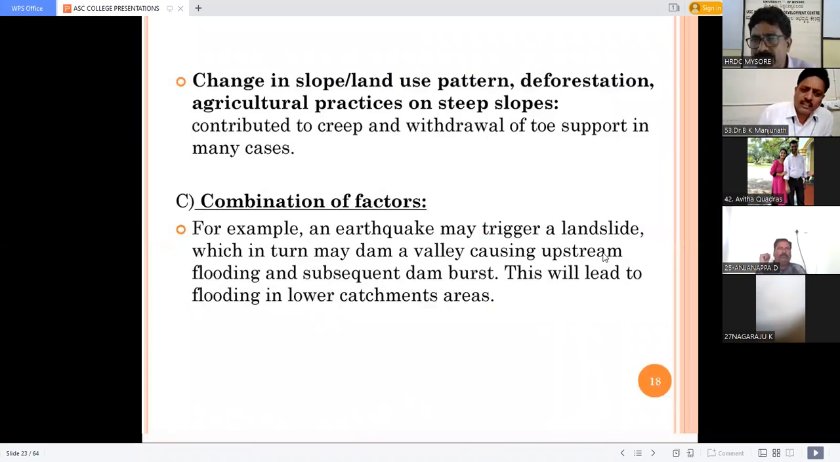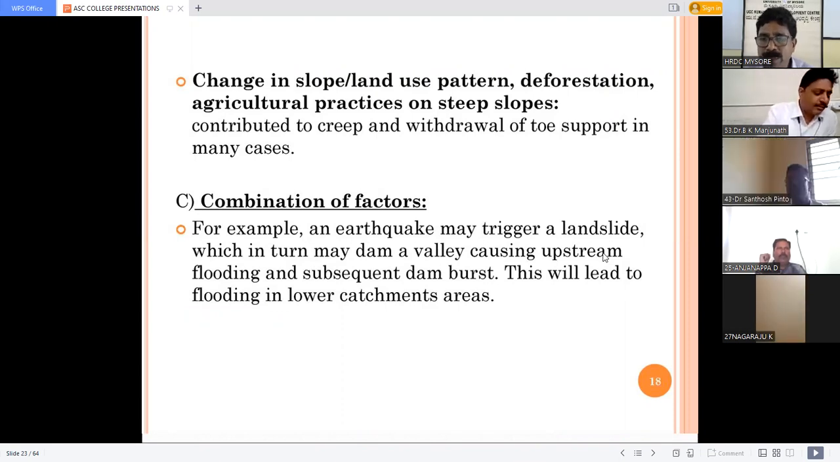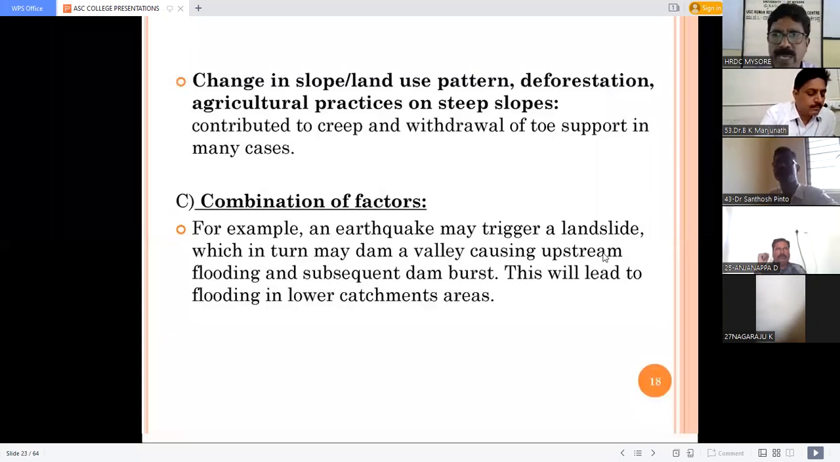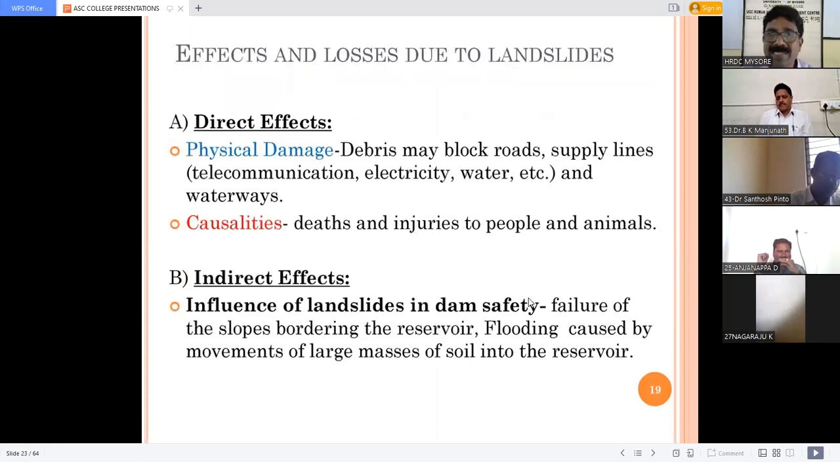Some factors may be combinations: partially anthropological, partially geological, partially meteorological, and partially human interaction. People have gone there, and it has led to a landslide problem.